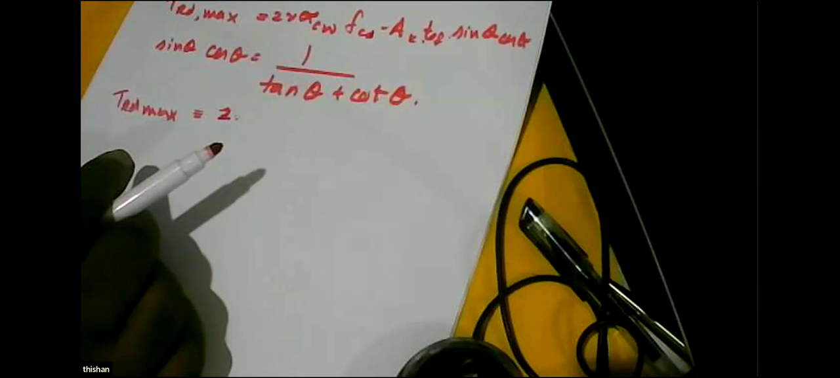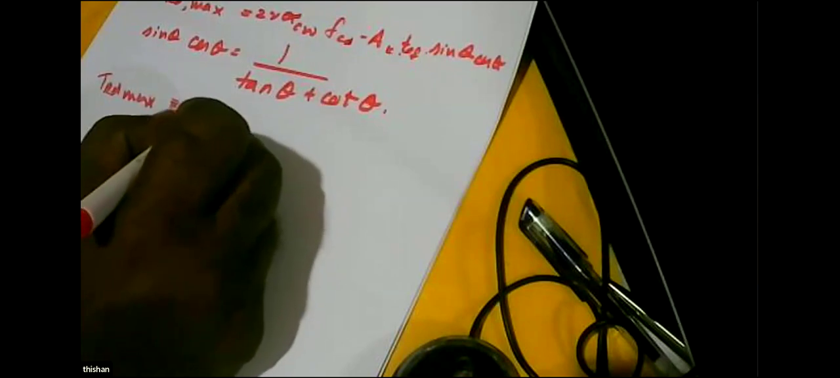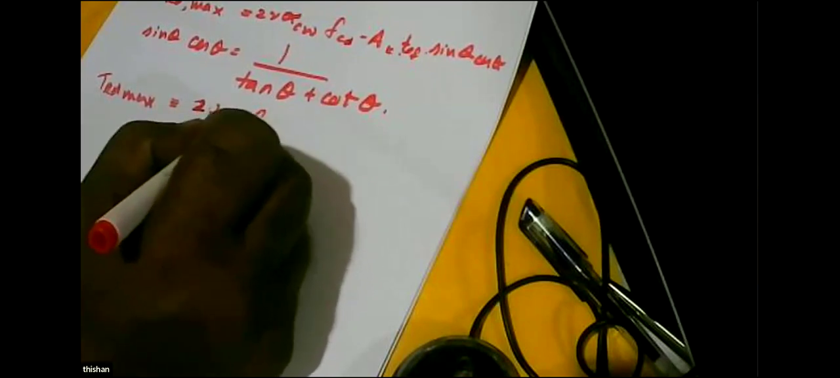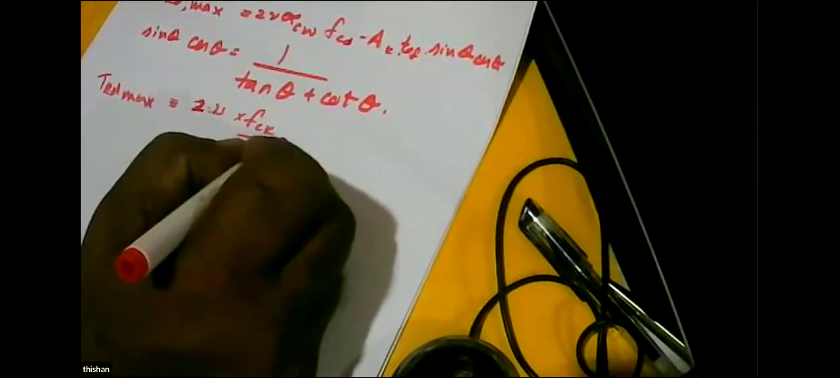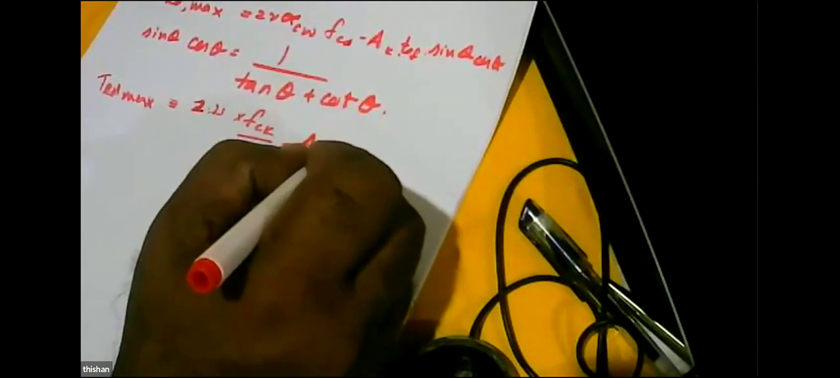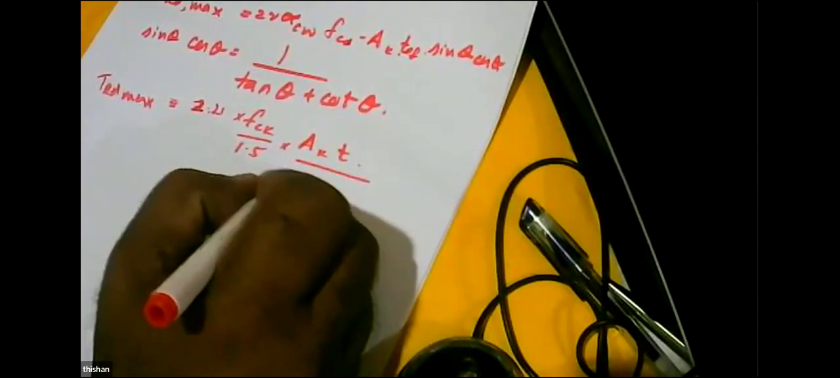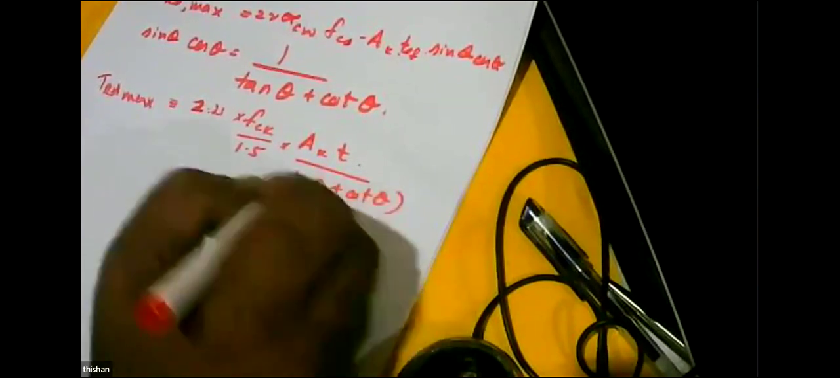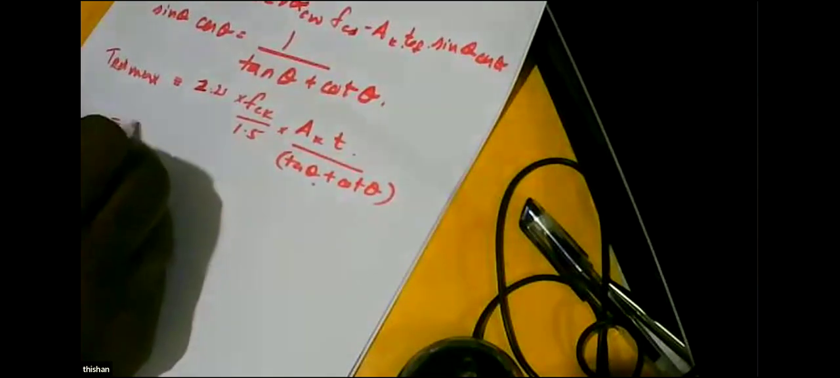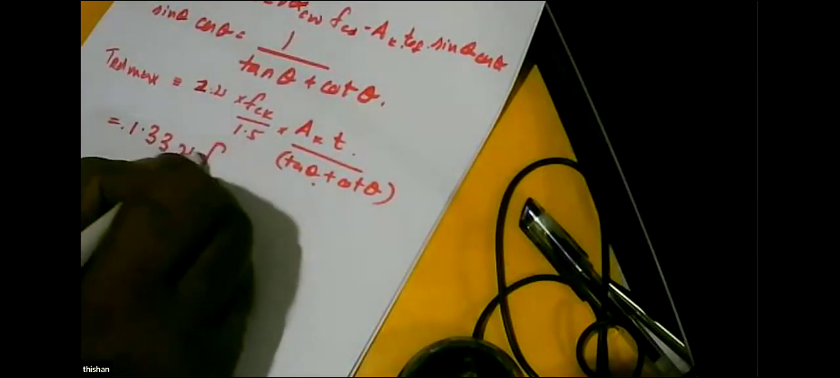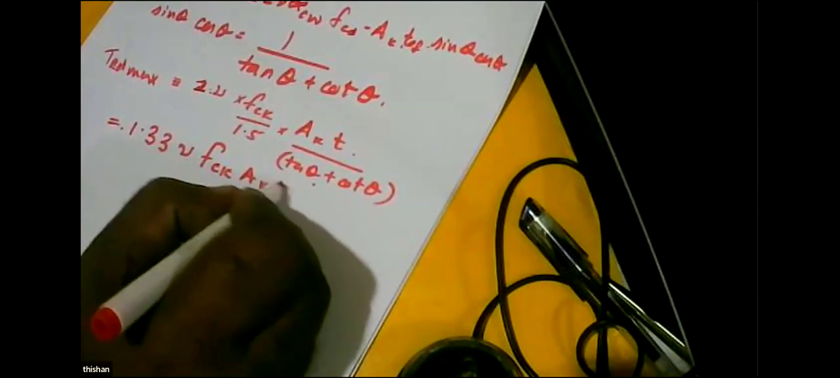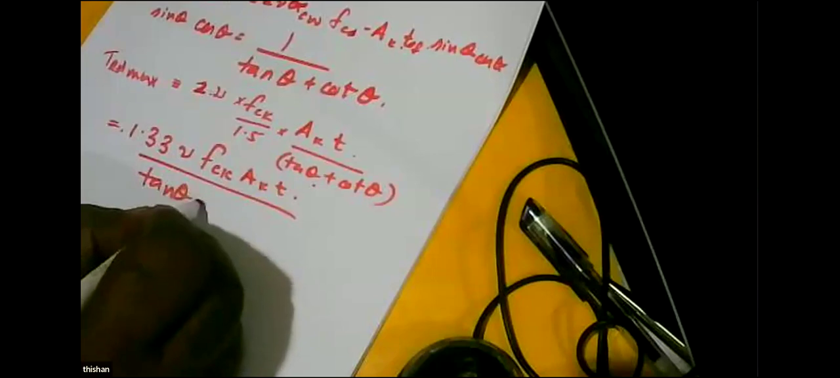Why? It's a little too complicated to think and do. So this is the type of thing that is ideal for a computer program, because the procedure is set, so we can easily write it. And then you get alpha 2 nu into FCK divided by 1.5 multiplied by AK T tan theta plus cot theta. So 2 divided by 1.5 is 1.33. Nu FCK AK T tan theta plus cot theta.